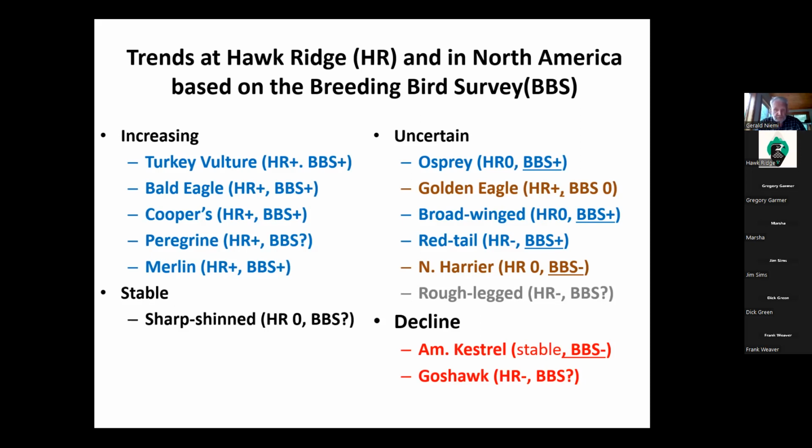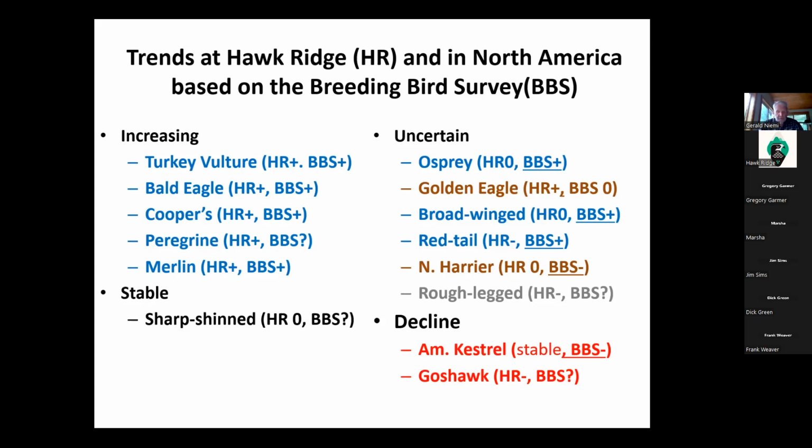The golden eagle, Hawk Ridge shows an increase. The Breeding Bird Survey shows a stable population, primarily data from the western portion, because the eastern population of golden eagles doesn't occur here during the breeding season.